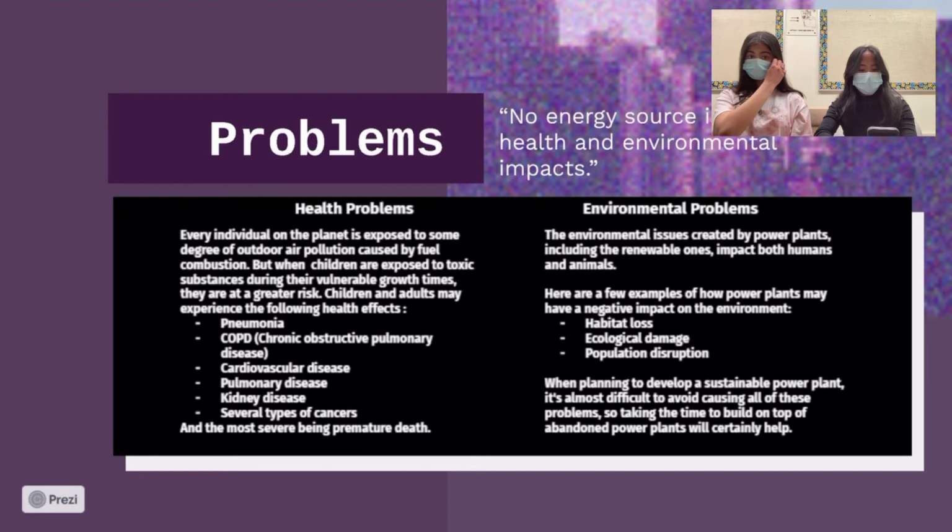Health effects of this may include pneumonia, chronic obstructive pulmonary disease, or COPD, cardiovascular disease, pulmonary disease, kidney disease, several types of cancers, and the most severe being premature death. Environmental issues can be caused by power plants, including the renewable ones. Examples of how power plants harm the environment include habitat loss, ecological damage, and population disruption.